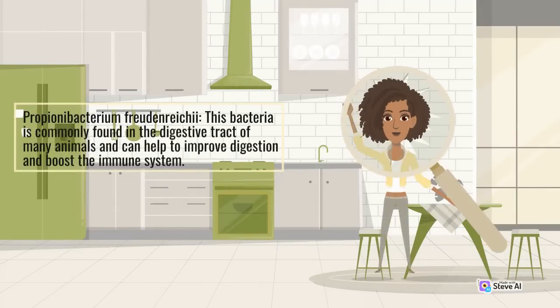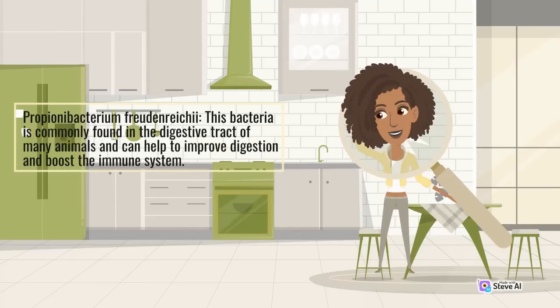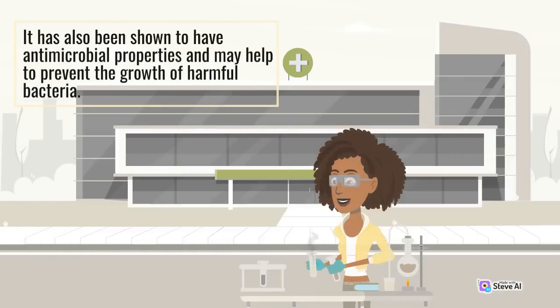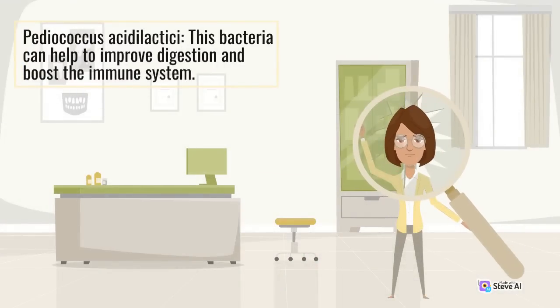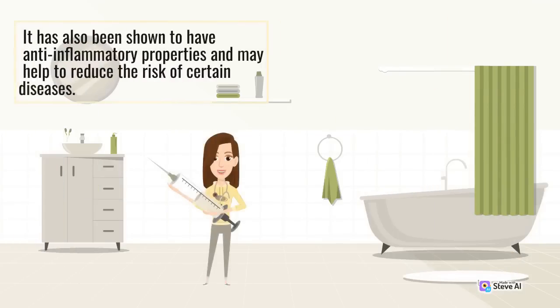Propionibacterium freudenreichii. This bacteria is commonly found in the digestive tract of many animals and can help to improve digestion and boost the immune system. It has also been shown to have antimicrobial properties and may help to prevent the growth of harmful bacteria. Pediococcus acidilactici. This bacteria can help to improve digestion and boost the immune system. It has also been shown to have anti-inflammatory properties and may help to reduce the risk of certain diseases.